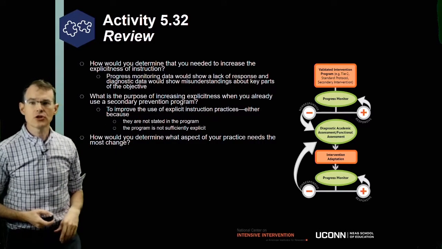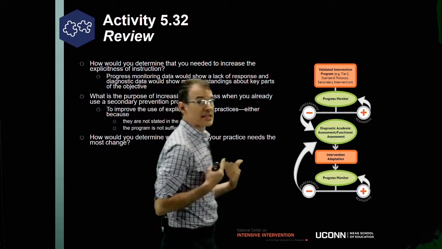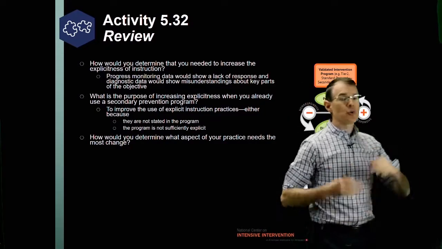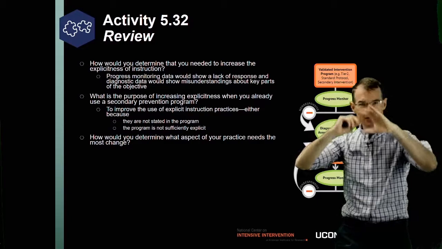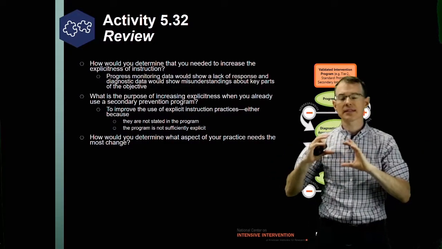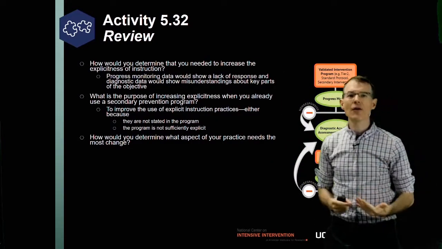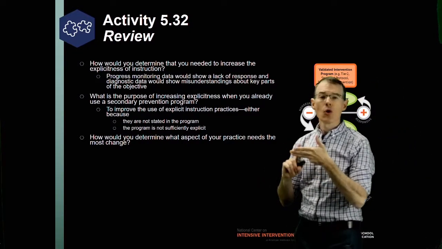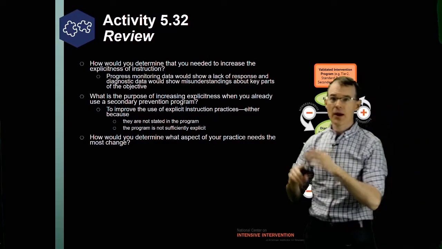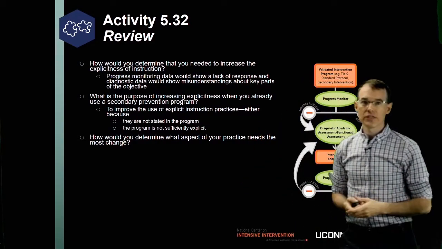Now, how do you determine what aspect of your practice needs to change most? So you have all these aspects of explicit instruction in the model that we've shown you. We've got the modeling practice, supporting practices. And you don't know about supporting practices yet. But in terms of the modeling practice, how do you know whether it's the modeling, whether it's your explanation, whether it's your examples, whether it's the way you do guided practice or independent practice? How do you know which of those you need to change most?